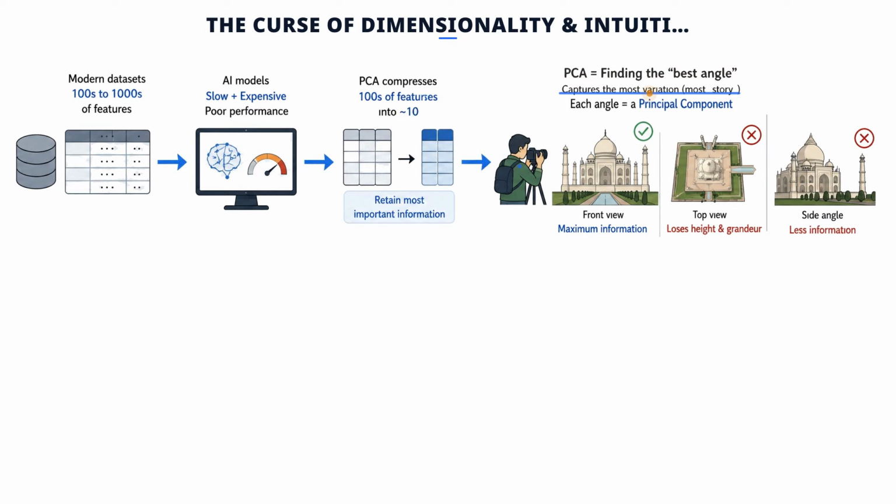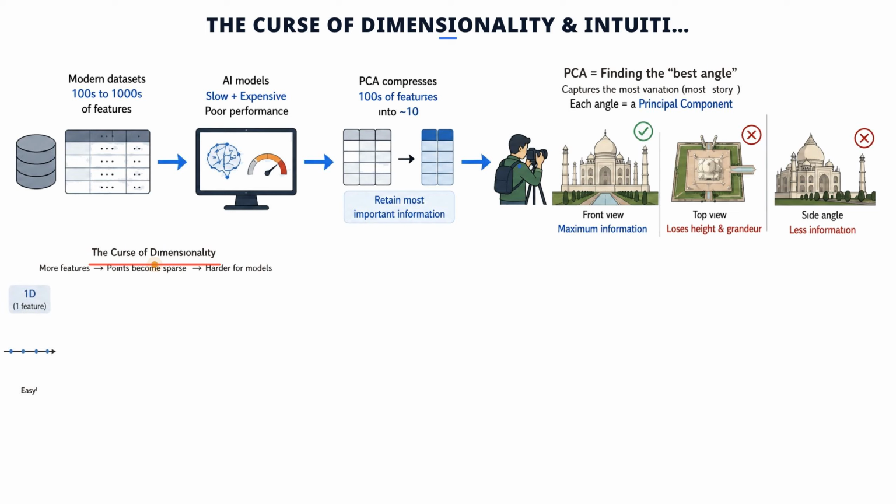The primary reason we desperately need PCA is to combat what we call the curse of dimensionality. This concept describes a frustrating phenomenon. As you add more and more features to a dataset, the data points become increasingly sparse, making it incredibly difficult for models to find any real patterns. Let's look at the bottom left to see this visually.